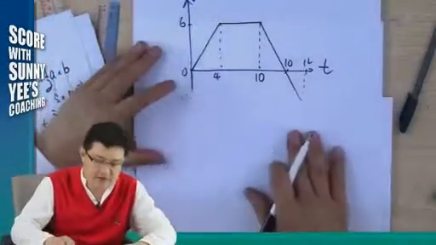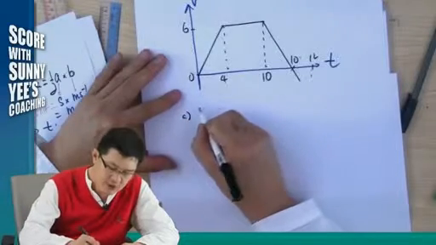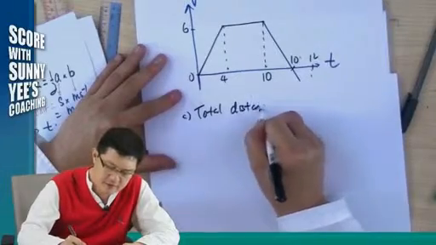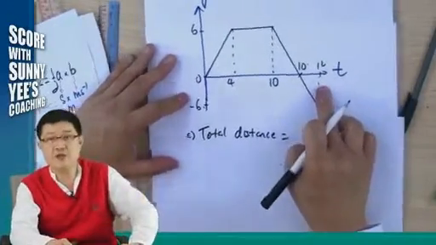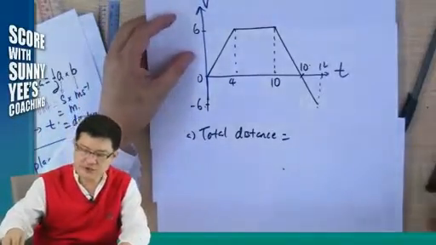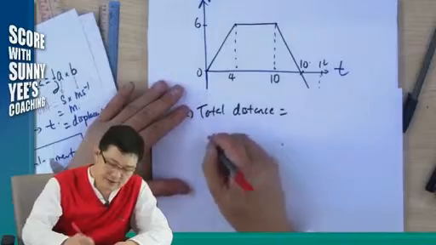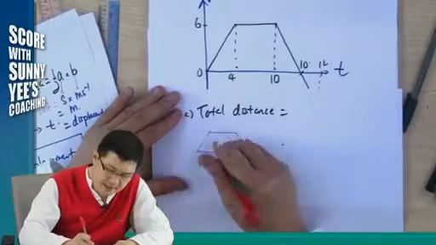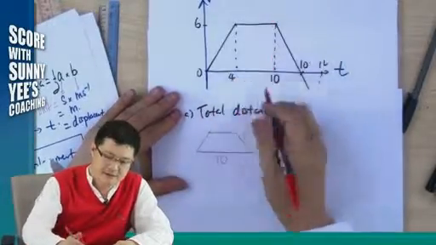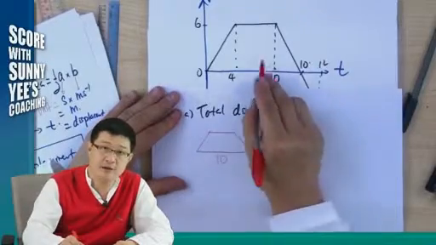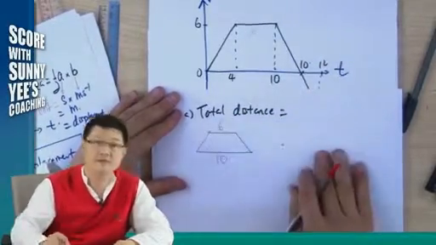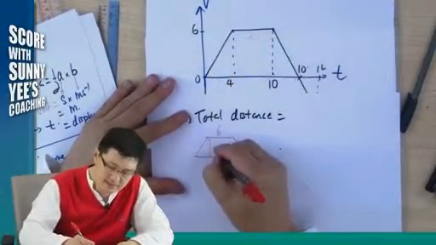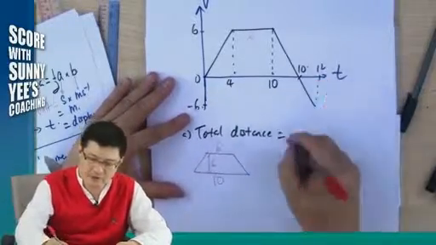Now, if I ask you to find the total distance traveled for the first 12 seconds, for the total distance traveled it is better for you to draw it out. I'm going to have what we call a trapezium here, whereby the base is 10 and this is 4 to 10. 4 to 10 will be how much? So this is 6. And then the height. The height is 6.